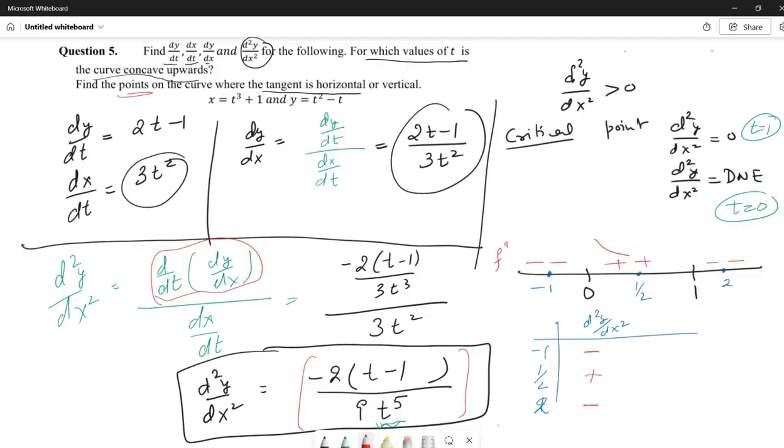Therefore, the graph is concave upwards from 0 to 1. The function is concave up when t is between 0 and 1. That is your answer for the concavity.